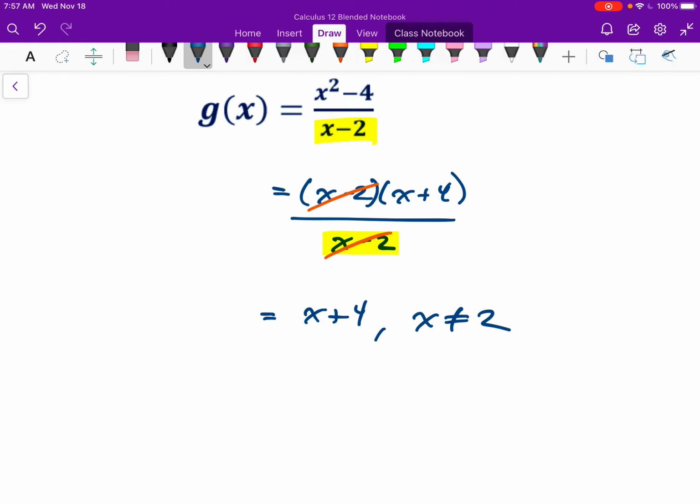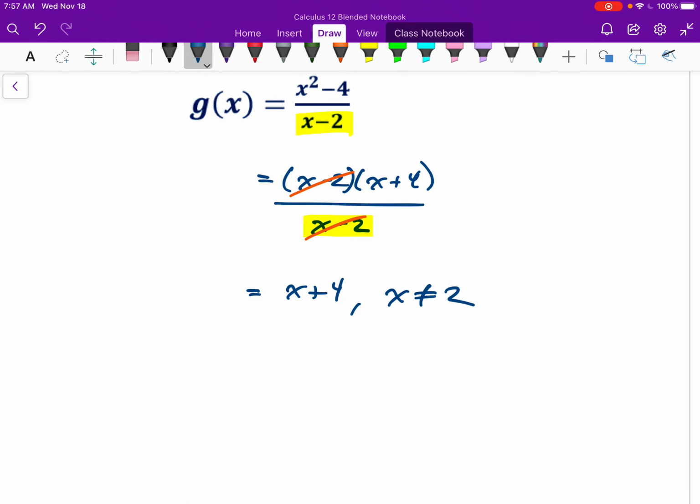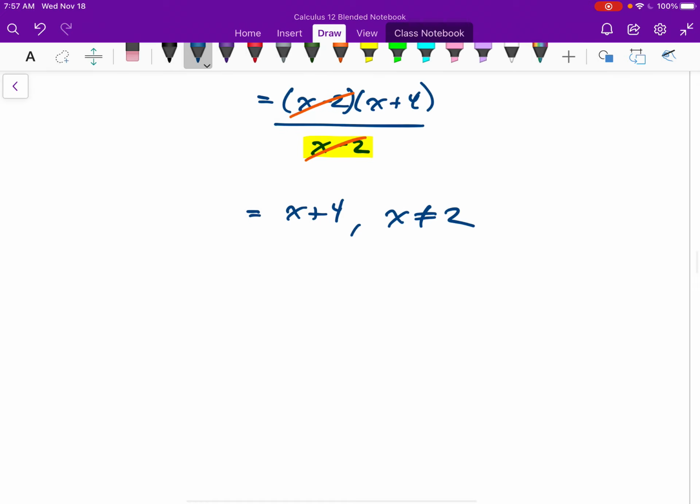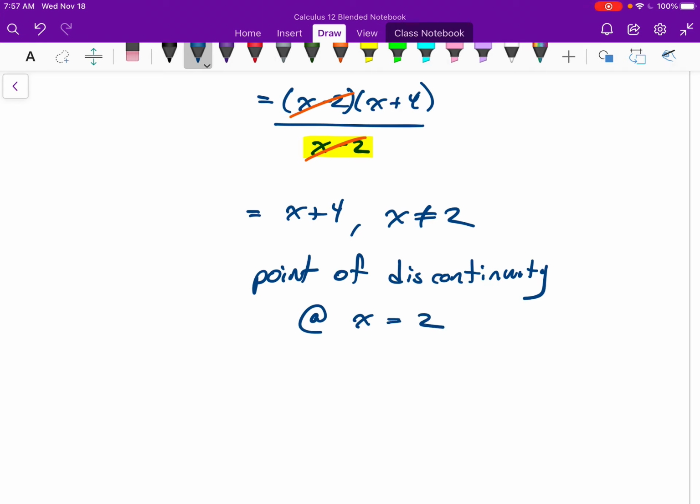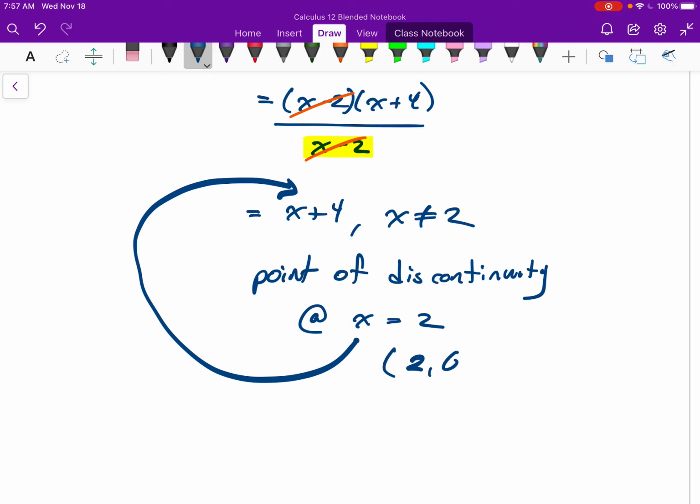Because I knew from the start I had a restriction where x could not equal 2, but that factor actually canceled out, I know that this is not a vertical asymptote at 2. There's a point of discontinuity at x equals 2. Now, a point of discontinuity has a y coordinate, which I could find quite easily by putting the x back into the simplified expression. So it would be 6. So this point of discontinuity would be at (2, 6).